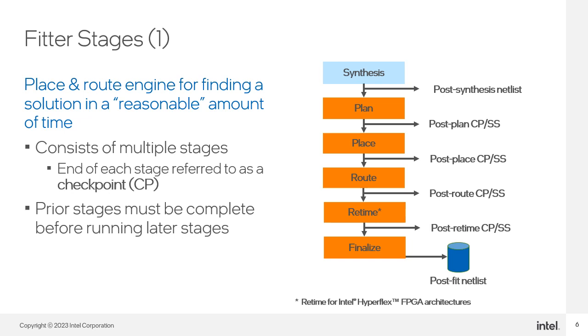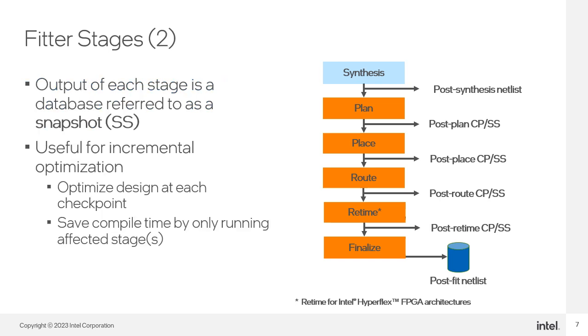The end of each stage is referred to as a checkpoint. Intel Quartus Prime Pro software also has the ability to write a netlist at the completion of each stage. This netlist is called a snapshot and can be used to analyze and optimize your design before the completion of the entire place and route flow. There is a tool inside of the Pro software that helps facilitate the snapshot analysis called the Snapshot Viewer. I will talk more about the Snapshot Viewer later.